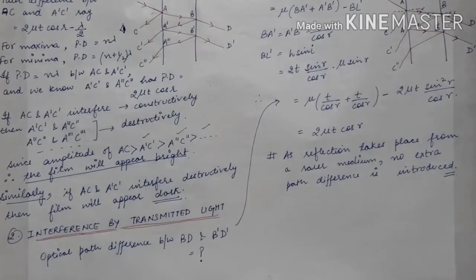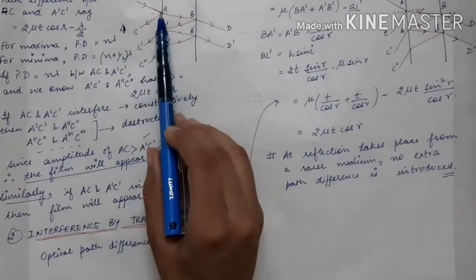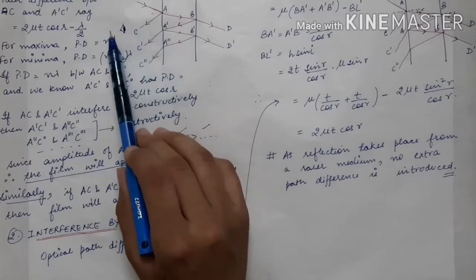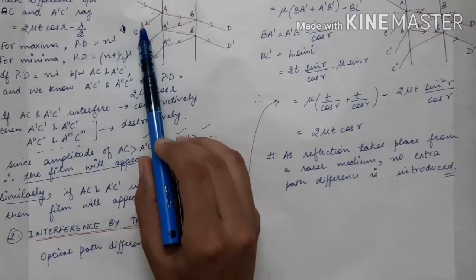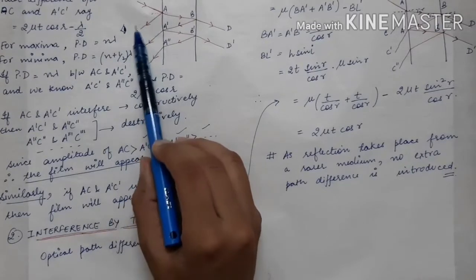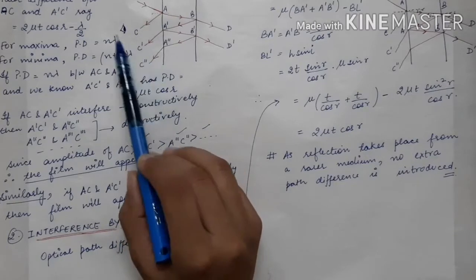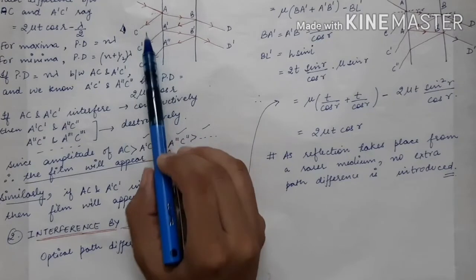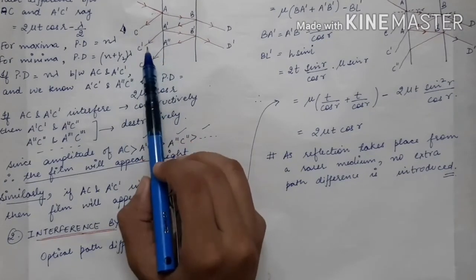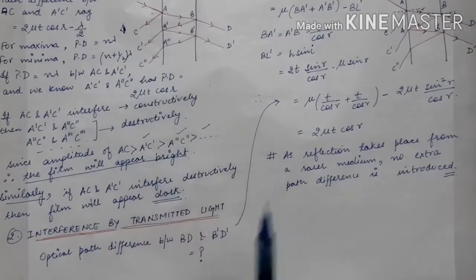So what kind of appearance the film will have from the left hand side just depends upon the type of interference between the first two reflected rays. If these two are interfering constructively, the film will appear bright, and if these two rays are interfering destructively, the film from this left hand side will appear dark.